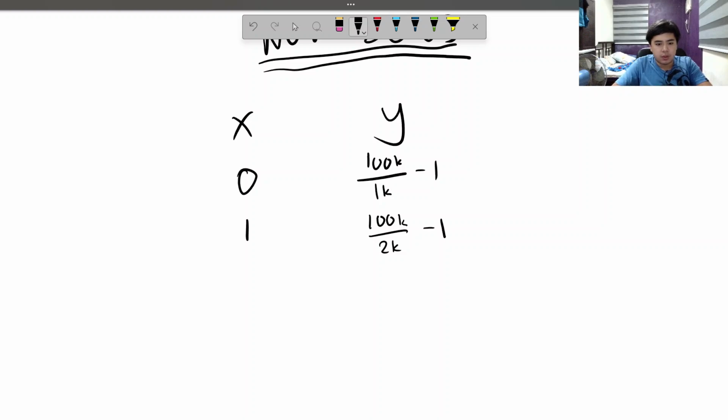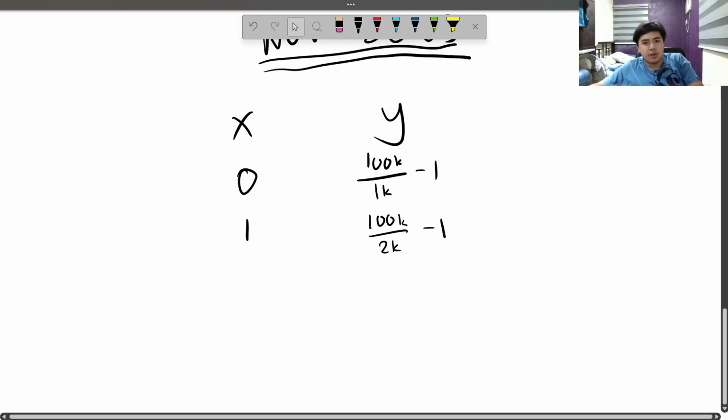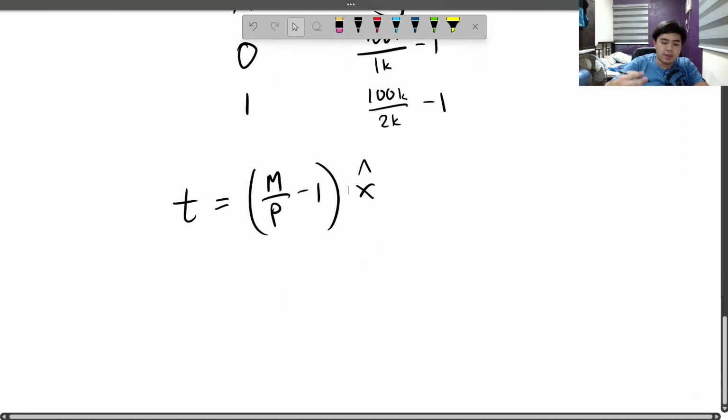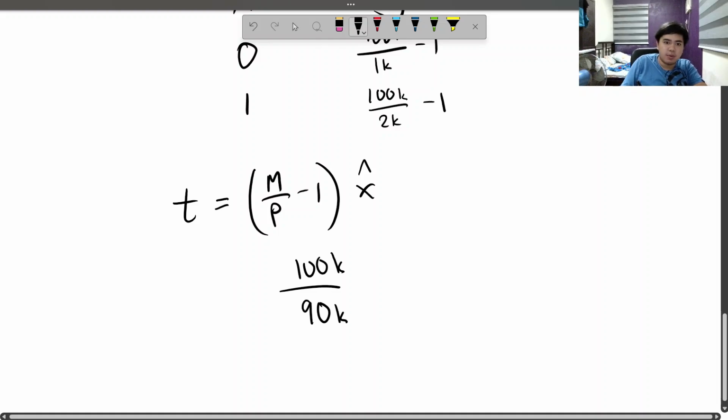Okay, 0, 1. Look in the calculator. Yeah, there we go. So that's the processed version of it. It's 99 and 49. So that is not the actual population. To find the time t, we need this M over P minus 1 and then x hat. In that way we can find time. Our M is 100,000. Our intended P is 90,000, that's the 90% of the maximum, minus 1.